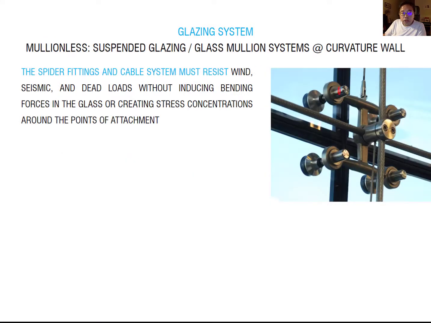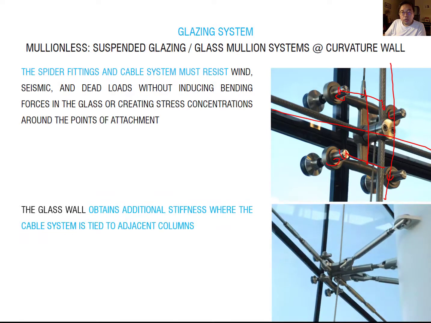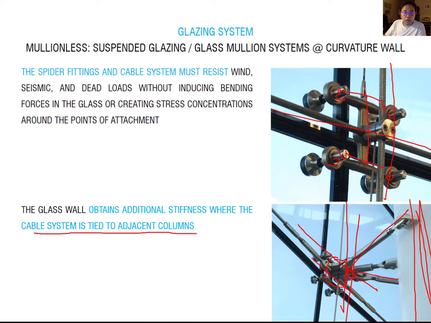This spider is mostly supported by these horizontal and vertical cables. You can see this spider holds the corner of the glass. However, when you want a tighter connection, this spider has to be connected to the column. This is a structural column here, and it is still supported by the cable. So this spider is supported mainly by the column and the cable together. That's why if you need to obtain additional stiffness where the cable system is tied to the adjacent column, this column is required when you want a tight or stronger connection.